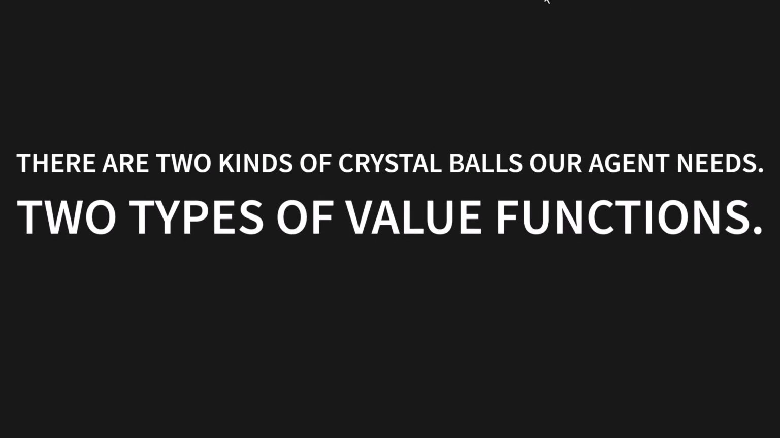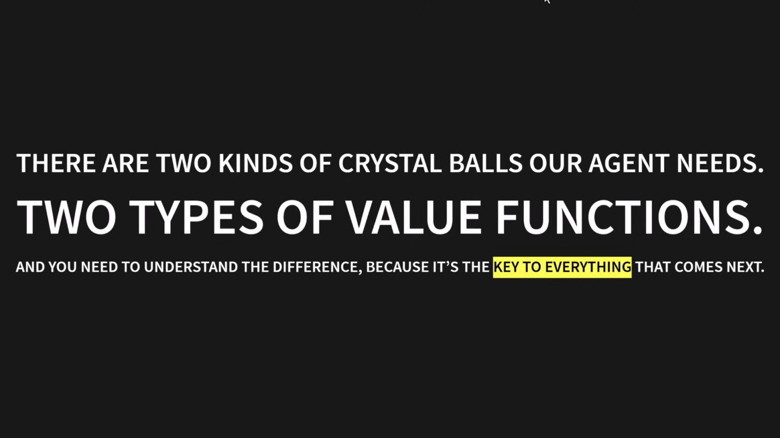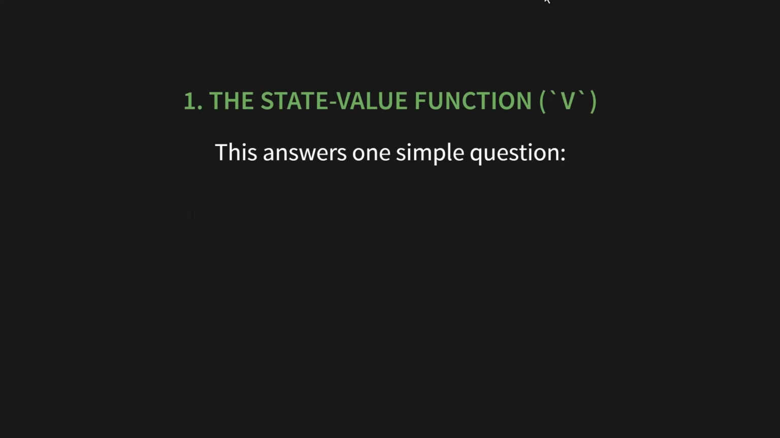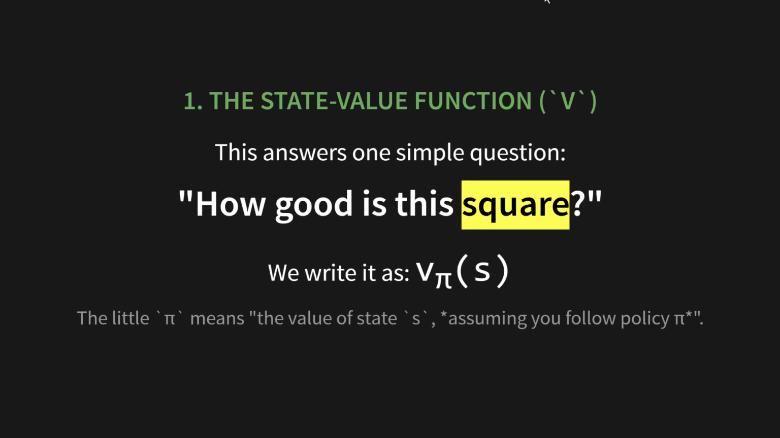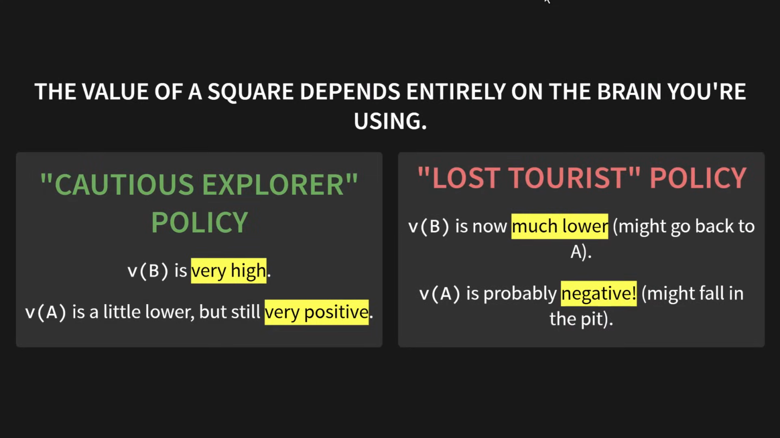Now, there are two kinds of crystal balls our agent needs, two types of value functions, and you need to understand the difference between them because it's the key to everything that comes next. First up, we have the state value function. This one answers a simple question. How good is this square? We call this the state value function, and if you look at the slide, you'll see we write it as v pi s. That little pi symbol is crucial. It means the value of state s, assuming you follow policy pi. You see, the value of a square depends entirely on the brain you're using.